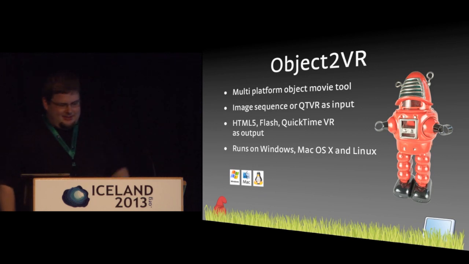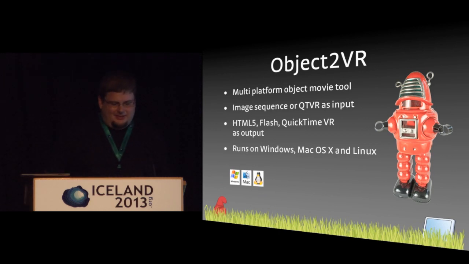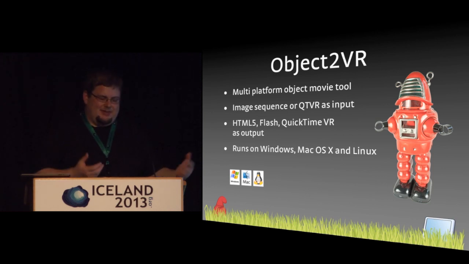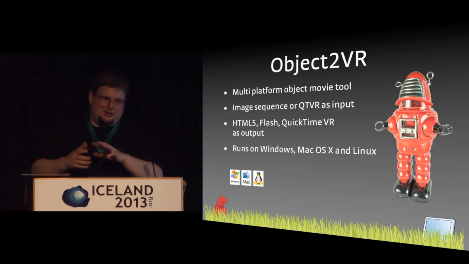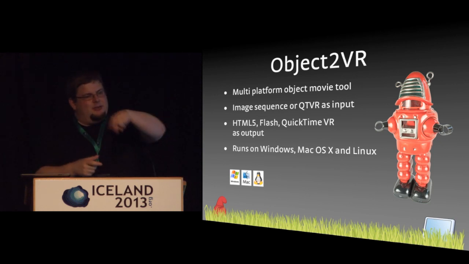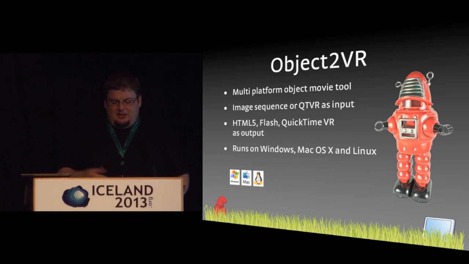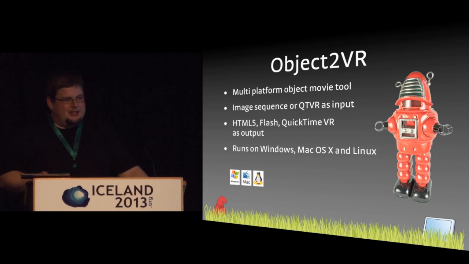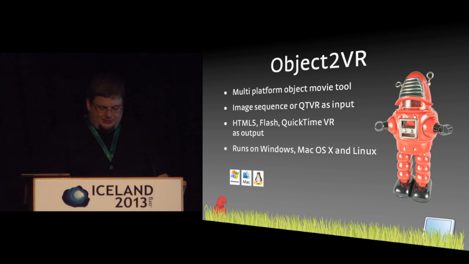Okay, next thing is our second project, Object2VR. That's a multi-platform object movie tool. So instead of panoramas where you look outside from a single point, you can look at an object and rotate the object. As input, you can take image sequences and QuickTime VRs, and it outputs HTML5, Flash, and QuickTime. And it also runs on Windows and macOS.